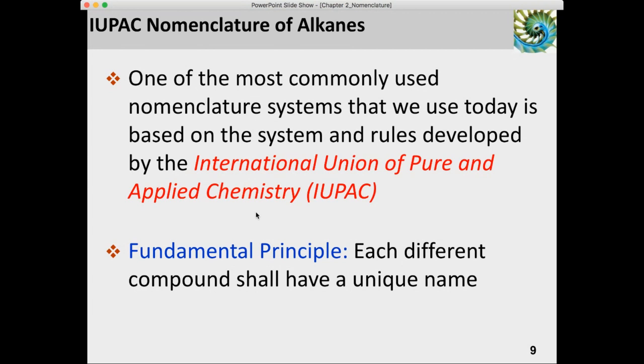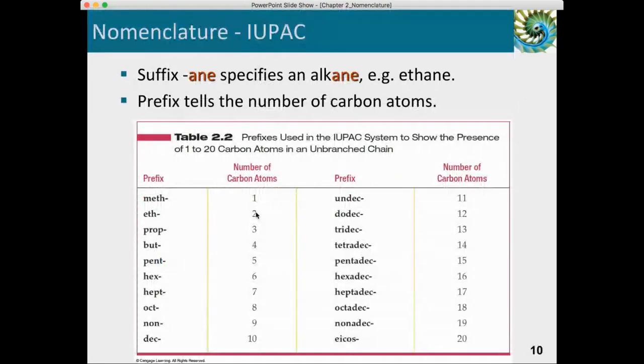So let's learn the IUPAC rule for naming organic compounds. The first thing that you need to understand is, as I said before, the prefix in these compounds will tell you the number of carbons. And this is something that you guys just need to know. Meth 1, Eth 2, Prop 3, But 4, Pent 5, Hex 6, Hept 7, Oct 8, Non 9, Dec 10. And here you have a list from 11 to 20.